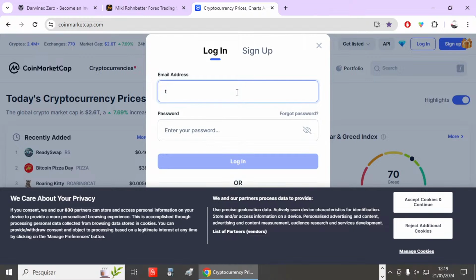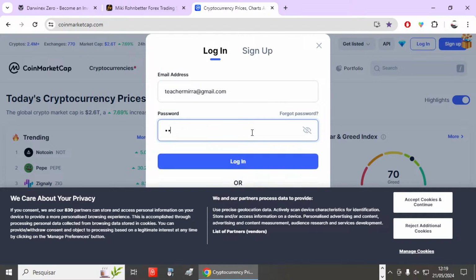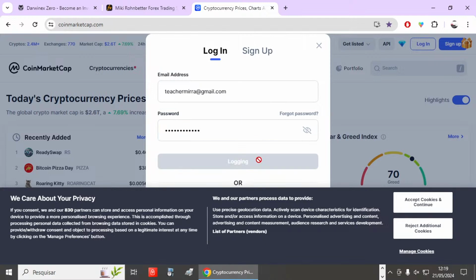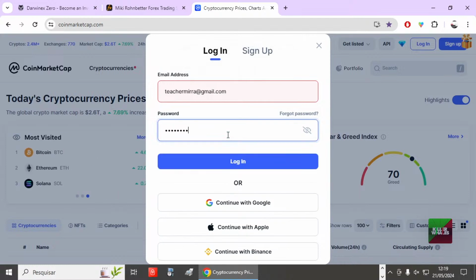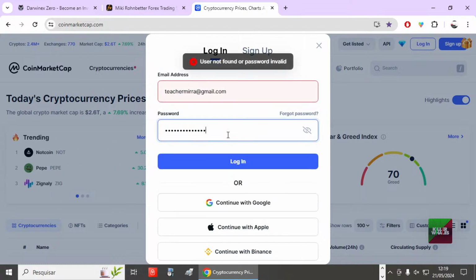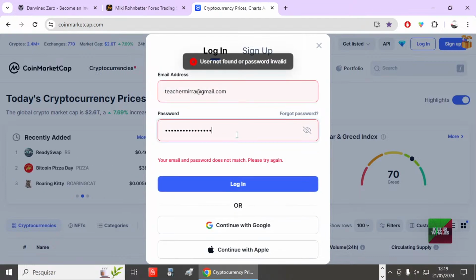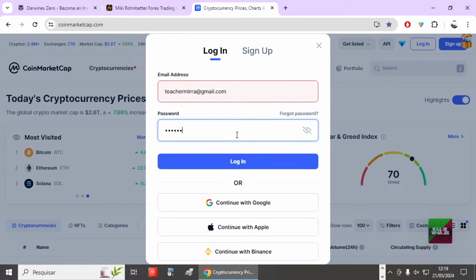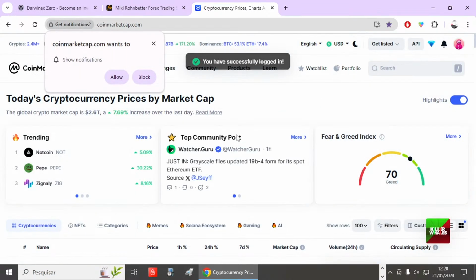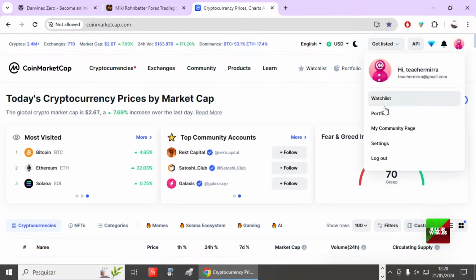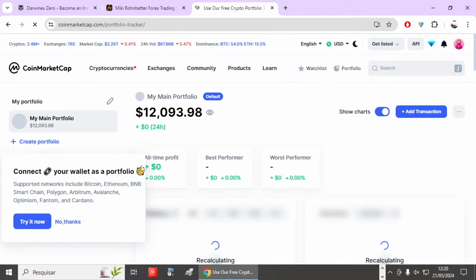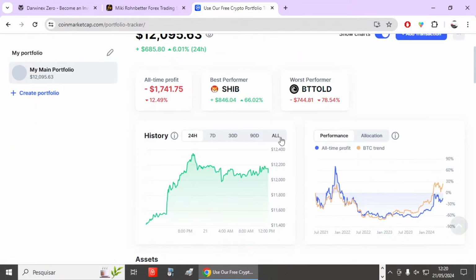Oh my gosh, now you got me. Is this the gmail.com password? Let me see. Hopefully. No, this is not working. No, that's not it. So it's going to be one of those. Oh, there you go. There you go. Here we go. Portfolio. Connect your wallet? No thanks. All right.